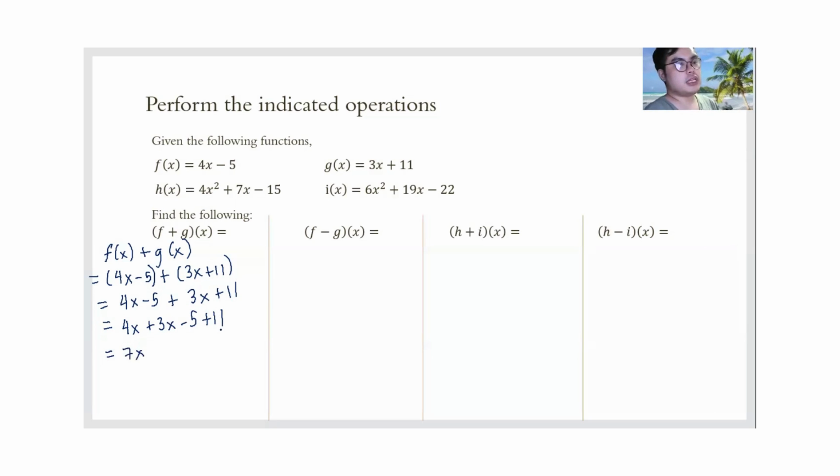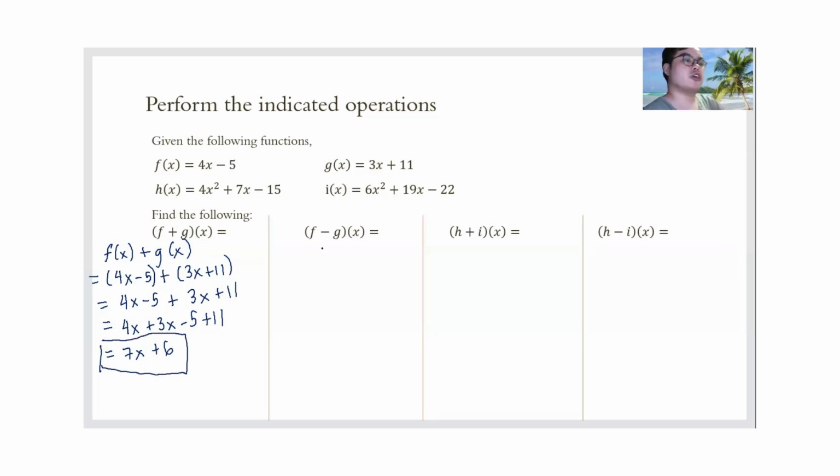Since negative 5 and 11 are numbers without any variable, you're going to simplify. So this will be plus 6. Why plus 6? Because negative 5 plus 11. So the answer for this question is 7x plus 6.